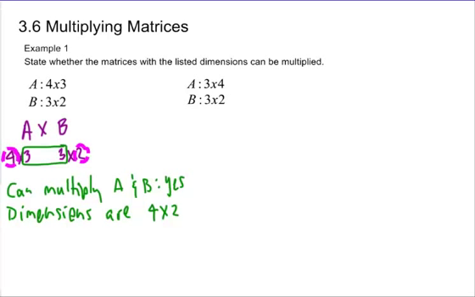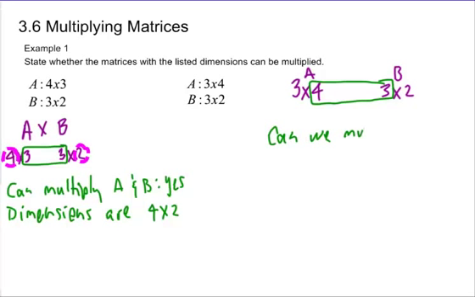We've got a 3 by 4 for matrix A, and for matrix B we've got a 3 by 2. And again, in order to multiply the matrices, these inner numbers have to be the same. So we will look at these guys. Is it possible to multiply A and B? And the answer in this case is no, we cannot.